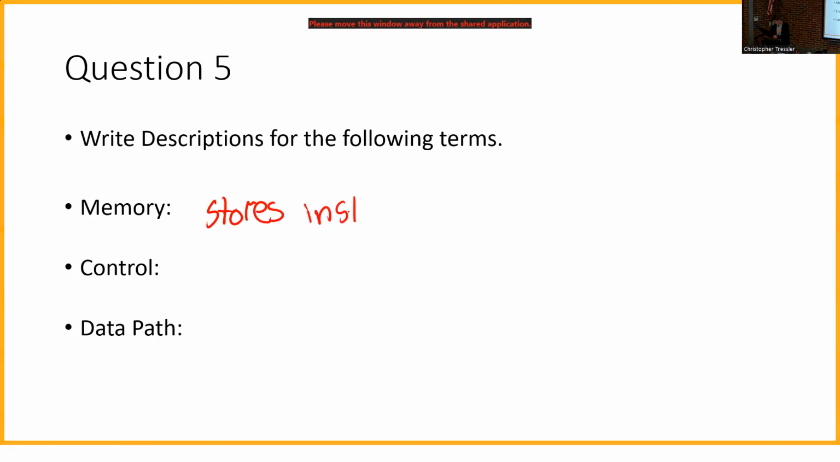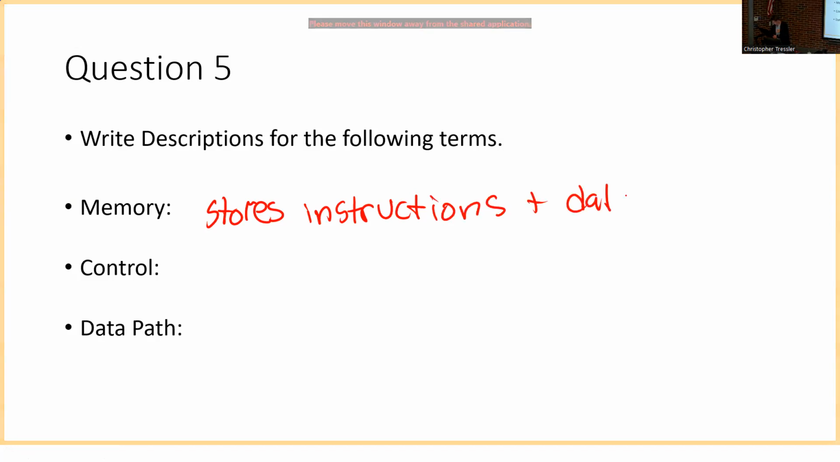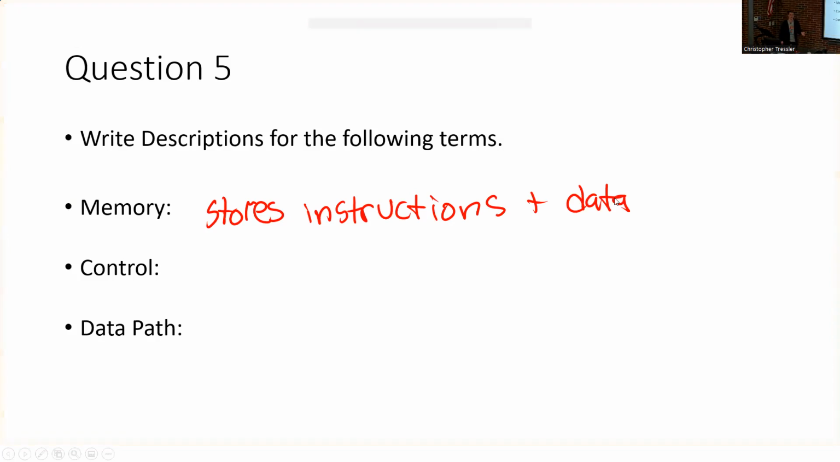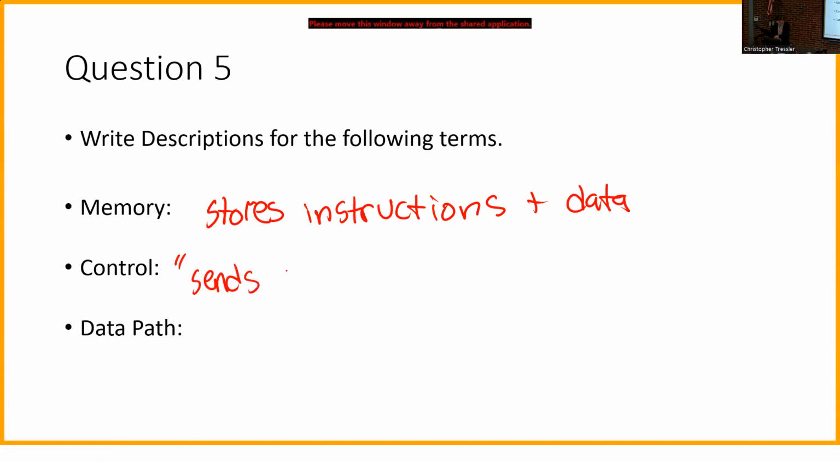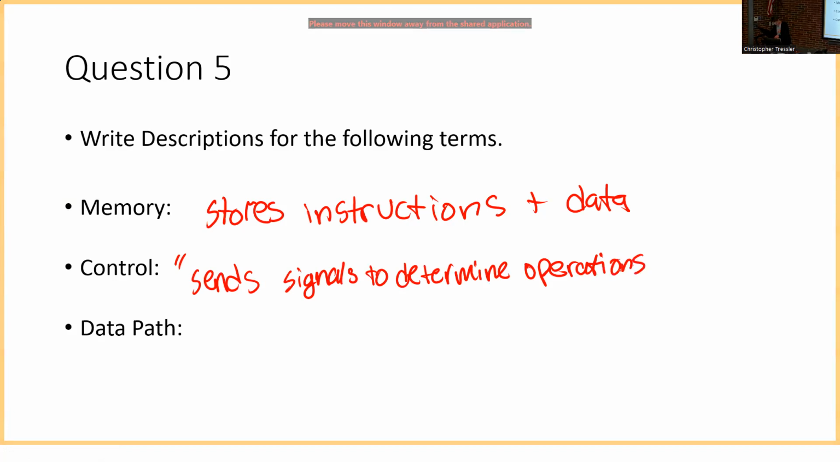Does anybody remember what the control does? Well, the control, I like to say, controls things, right? But basically, you can imagine the control is kind of like the boss of the data path. It's telling it what to do. So I guess the technical definition I've written down here is it sends signals to determine operations of other components, okay?